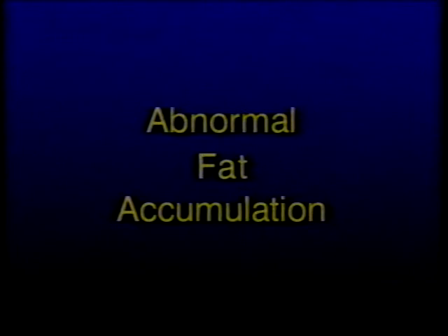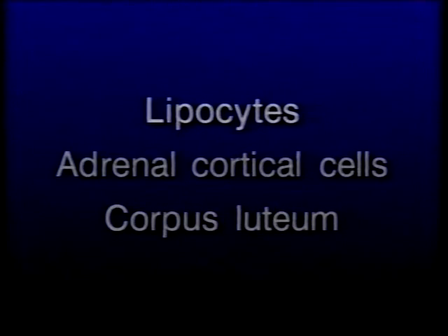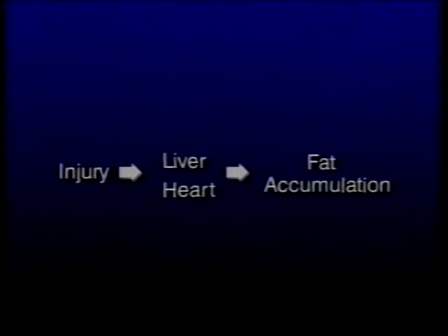Another common manifestation of cell injury is the appearance of fat within the cell. Certain cells, such as lipocytes, adrenal cortical cells, and cells of the corpus luteum, normally contain lipids that are visible by light microscopy. Most cells, however, do not contain lipid in sufficient quantity to make it visible by the light microscope. Therefore, the appearance of fat in some cells may be an indication of cell injury. Injured liver cells frequently accumulate fat.